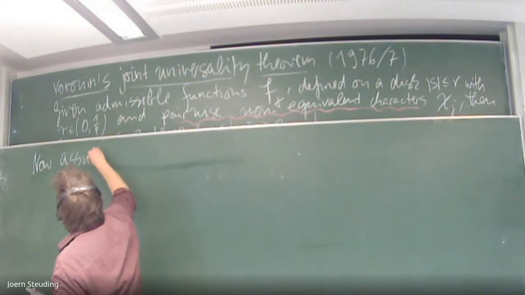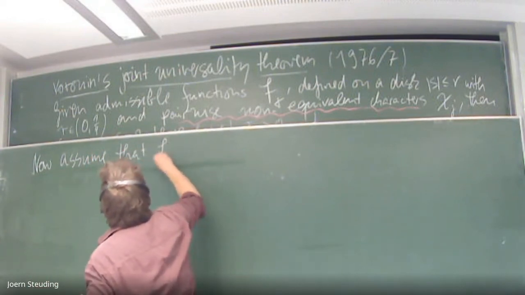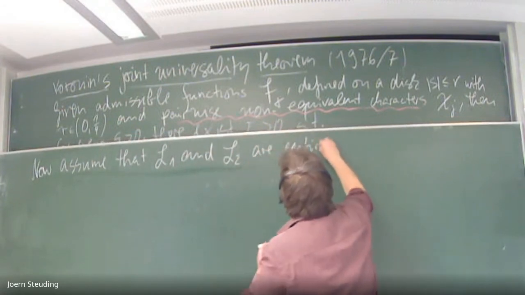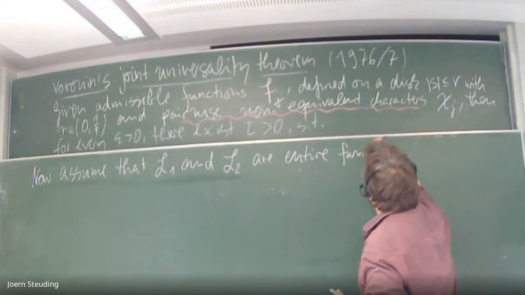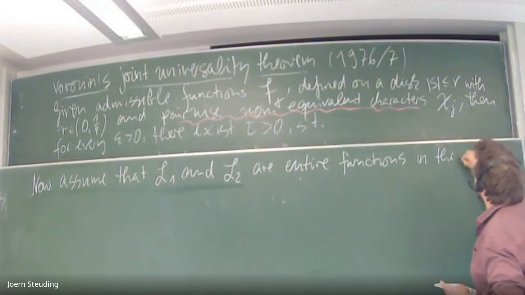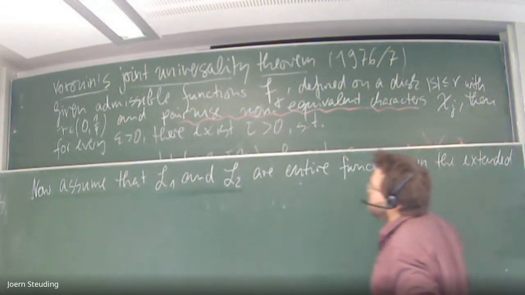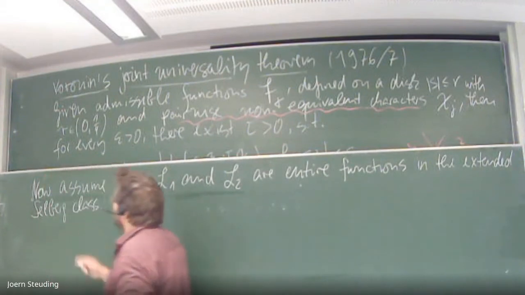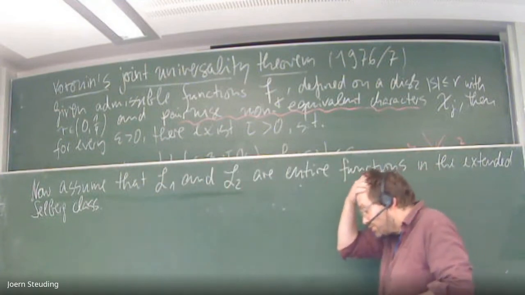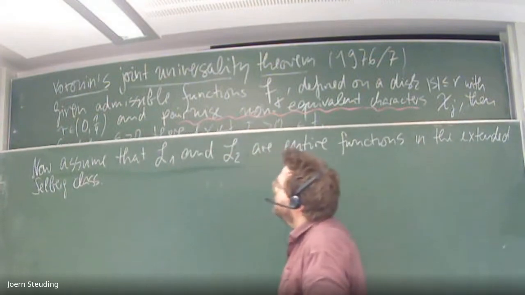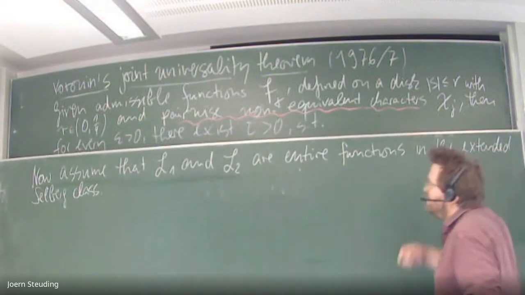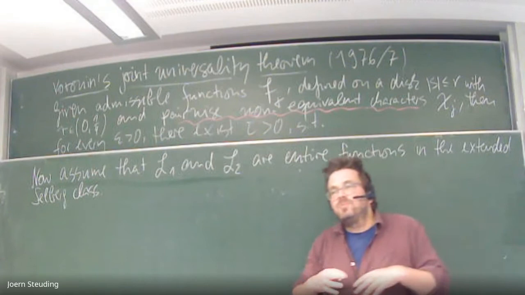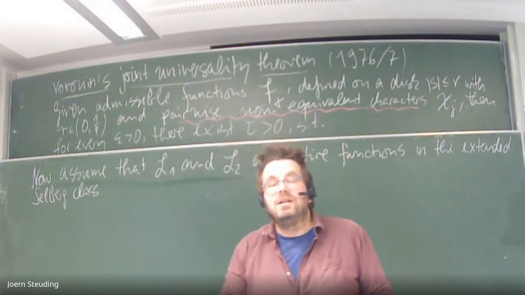So please assume that L1 and L2 are entire functions in the extended Selberg class. But as I said, we could also consider other axiomatic classes of L-functions. And if you're not familiar with the extended Selberg class, that is not too important. Extended Selberg class means that we do not assume that they have an Euler product.